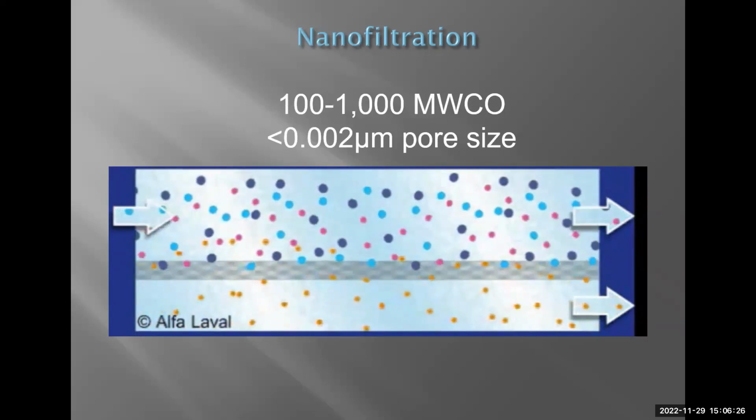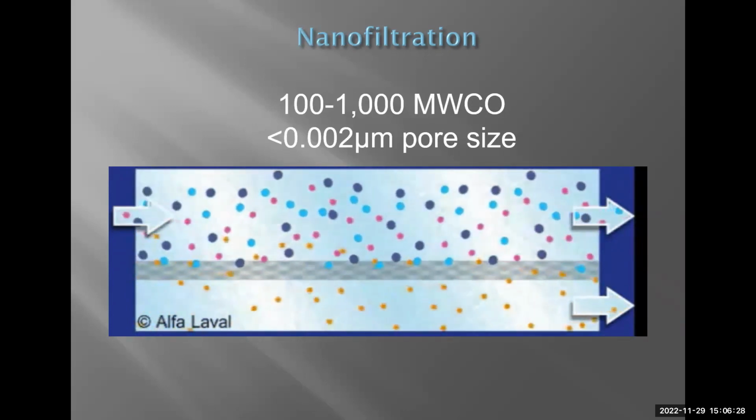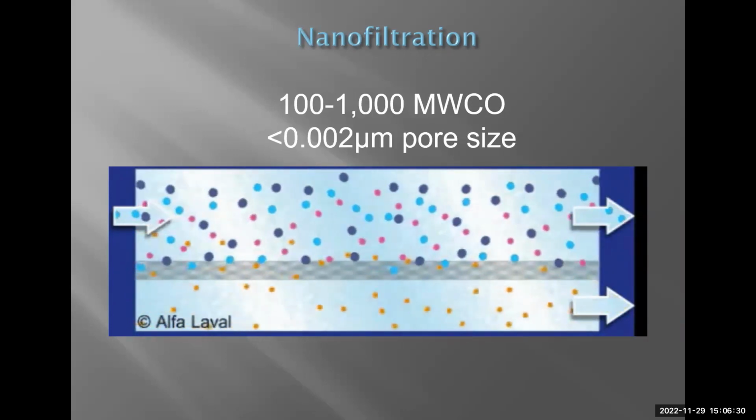Nanofiltration is between 100 and 1,000 molecular weight cutoff, which is usually smaller than 0.002 micron pore size. This is used to retain sugars, but allows salts to pass through. Again, you could use diafiltration to rinse off any salts that you would want removed from your proteins or your sugars that are caught in the retentate of the nanofiltration membrane.